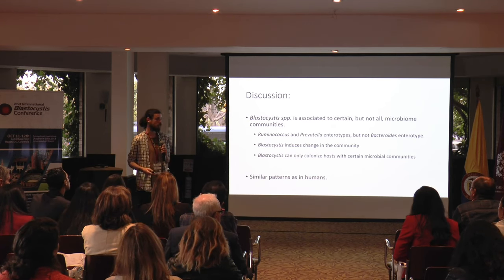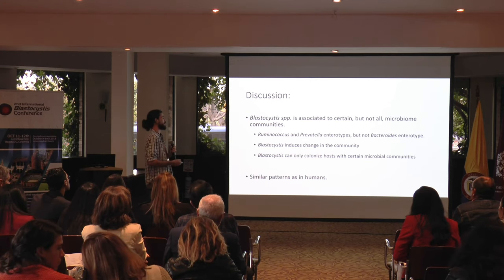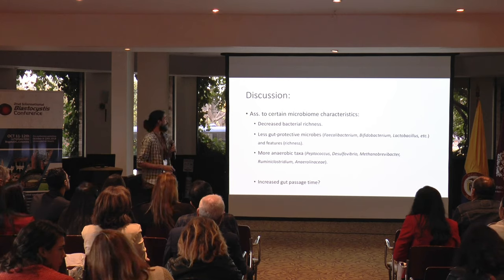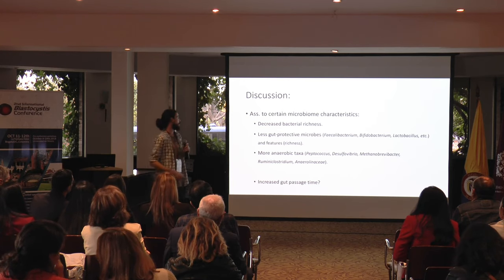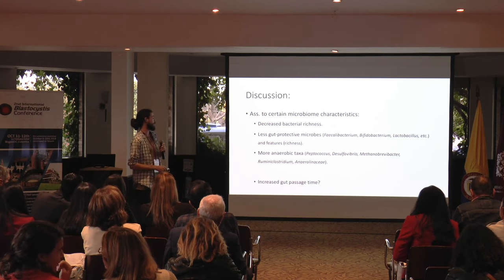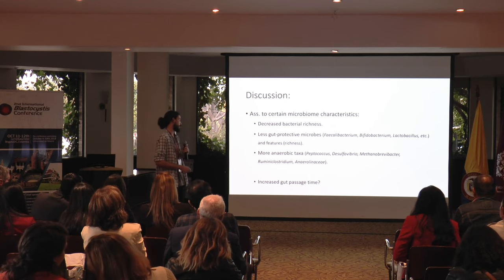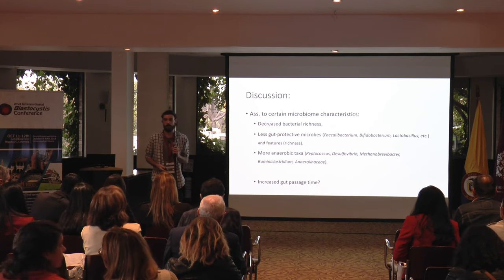Animal models would be my choice. And we see similar patterns as we see in humans. So these characteristics, as I mentioned, are decreased bacterial richness in chimpanzees, fewer gut protective microbes, and more anaerobic taxa, which in turn could be linked to an increased gut passage time.